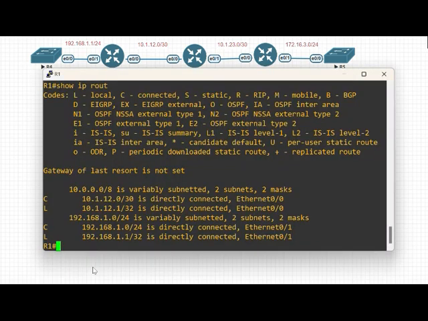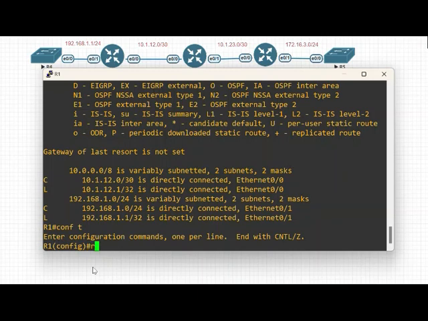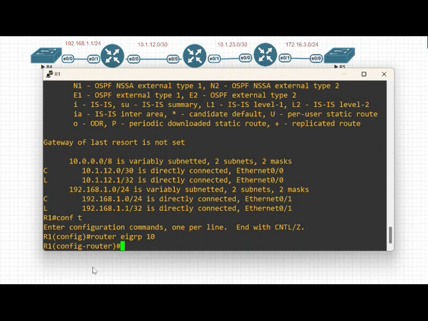So here, let's configure basic EIGRP using the traditional method. The keyword is router eigrp, and the next value is the AS number. This AS number needs to match in order for us to form a neighbor relationship. So let's say we give it AS number 10.